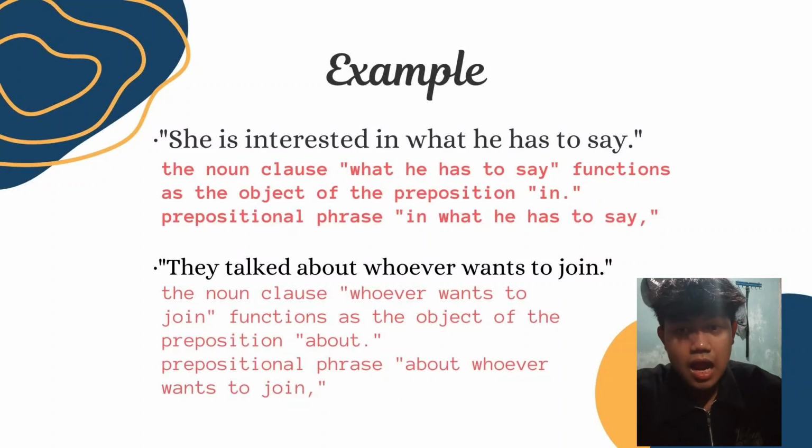The second one: they talked about whoever wants to join. The noun clause whoever wants to join functions as the object of the preposition about. The entire clause serves as the object within the prepositional phrase about whoever wants to join, indicating the topic of their conversation. It replaces a typical noun or pronoun that would function as the object of the preposition.